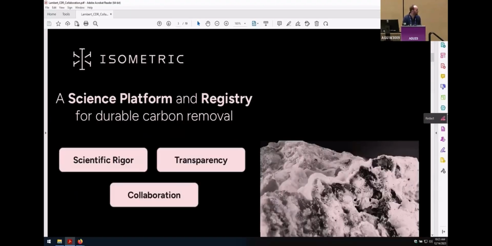And so what Isometric is, we're a science platform and registry for durable carbon removal. Durable, by our definition, is greater than 1,000 years. The science platform is the part of our website that's completely separate from the registry, where CDR companies, our suppliers, as we call them, can list data and talk about their processes completely openly. Anyone can access the science platform. And so this can spark discussion and feedback on processes and data across the CDR landscape.